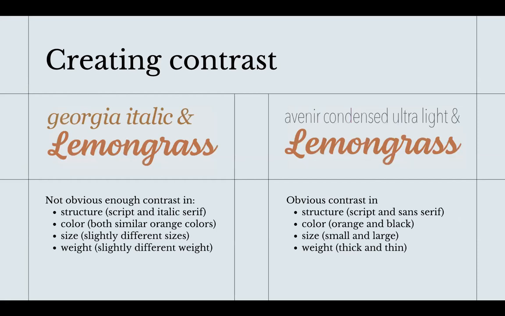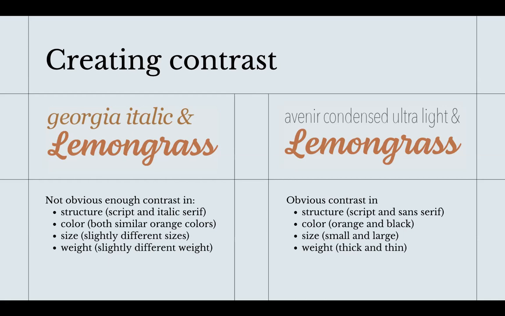Let's try it one more time, this time with Lemongrass. Again, on the left, pairing it with Georgia Italic, we do not have enough contrast in the structure. We have a script and an italic serif, which can both look like script fonts. The colors are too similar. They're both orange toned. They're too similar in size, just slightly different sizes. And again, in weight, they're slightly different weights. So these two fonts are too similar to pair well together. They don't have enough differences to make it interesting.